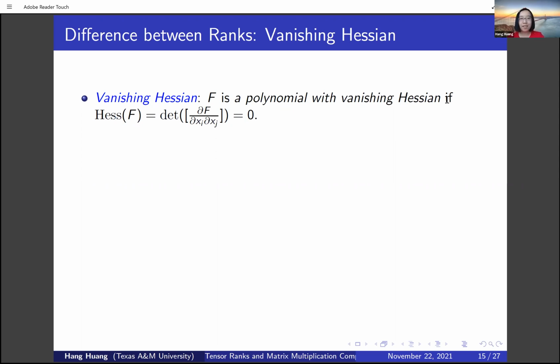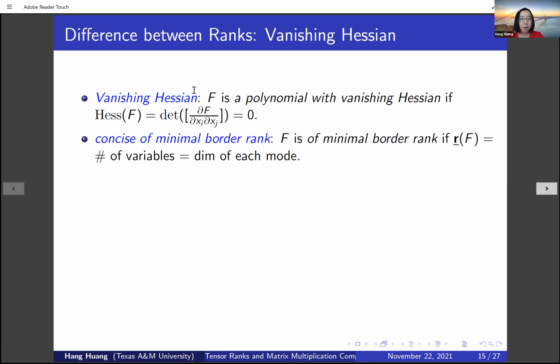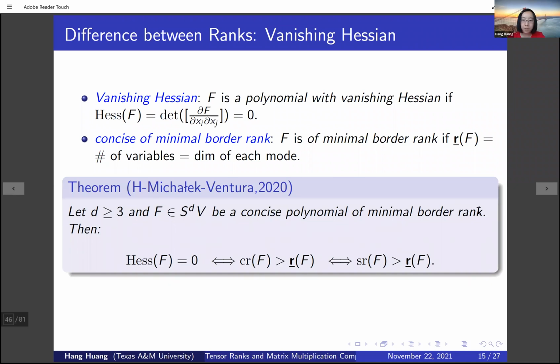And the cases where we answered his question is when my polynomial is concise of minimal border rank. Concise is a definition basically saying that even after a linear change of variables, you cannot rewrite your polynomial in fewer variables. And this is also a condition that is very easy to check. And minimal border rank means this is the smallest possible border rank for concise tensors. So we say that a polynomial is of minimal border rank if the border rank is the same as the number of variables. And if you think of it as a symmetric tensor, this will be the same as the dimension of each mode.